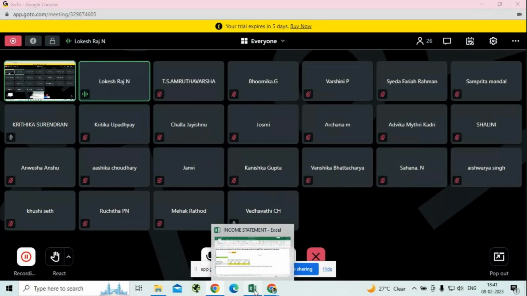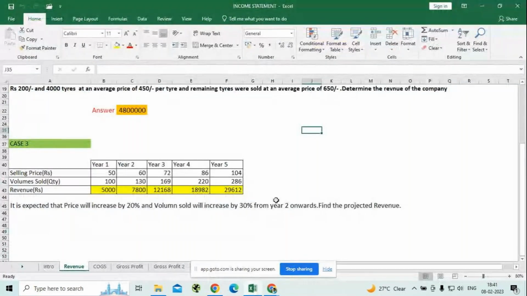So can anyone confirm, is the screen visible to you? The shared screen, is it visible on your screens? Yes, sir, it's visible. Okay, thank you for the confirmation.